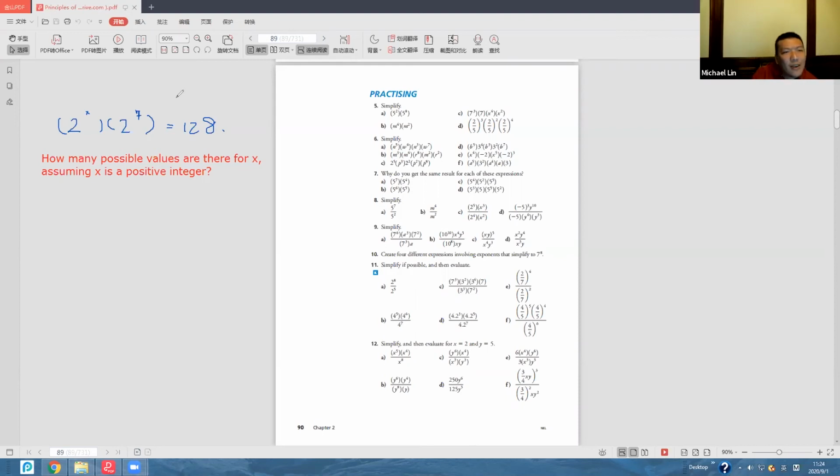Oh, I'm sorry. This question is too easy. Let's change this up. Change this to y. So 2 to the power of x times 2 to the power of y equals 128. How many possible values are there for x? My fault. I couldn't read my own writing. Okay, make that better.